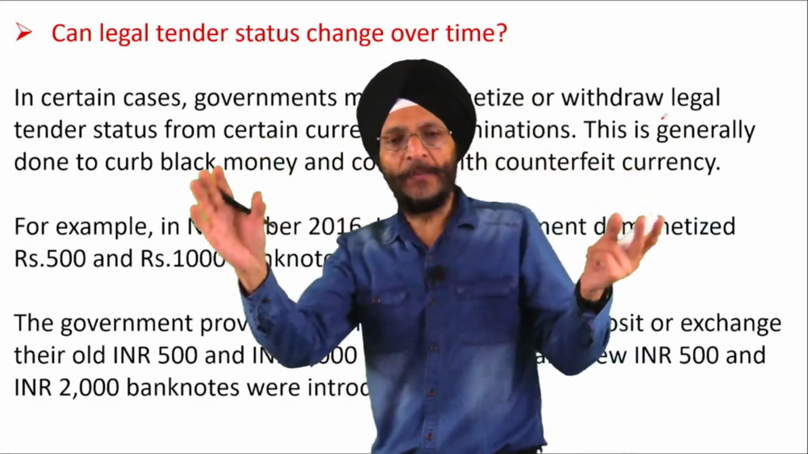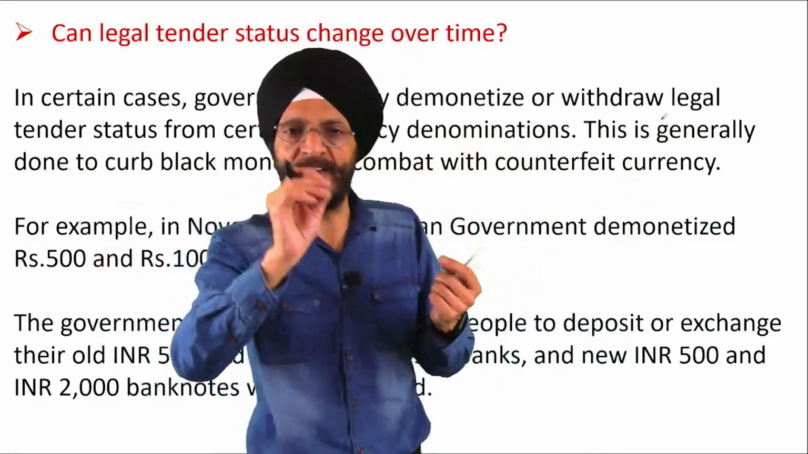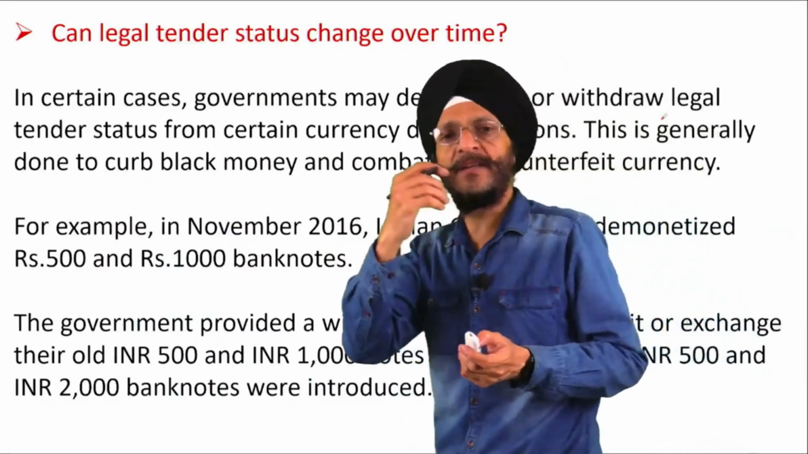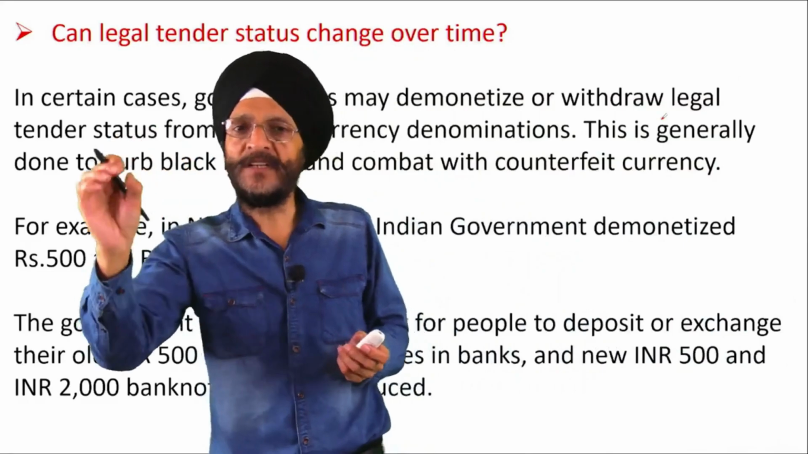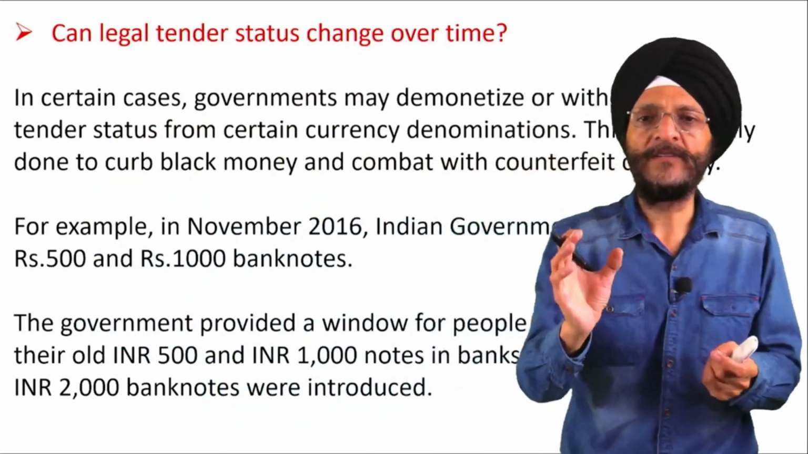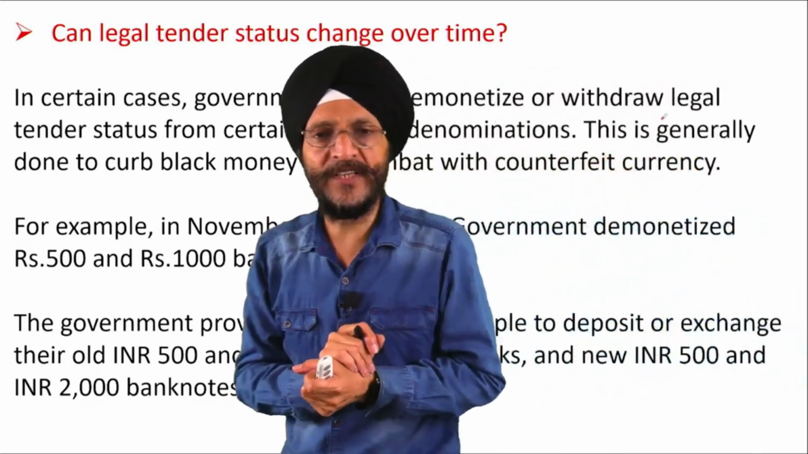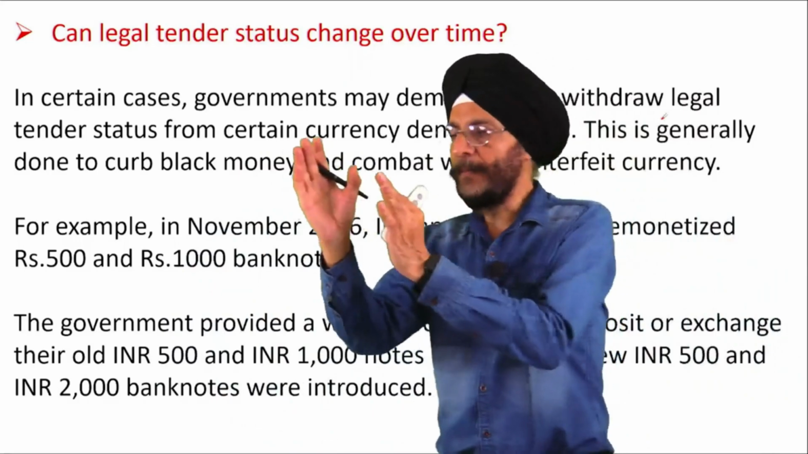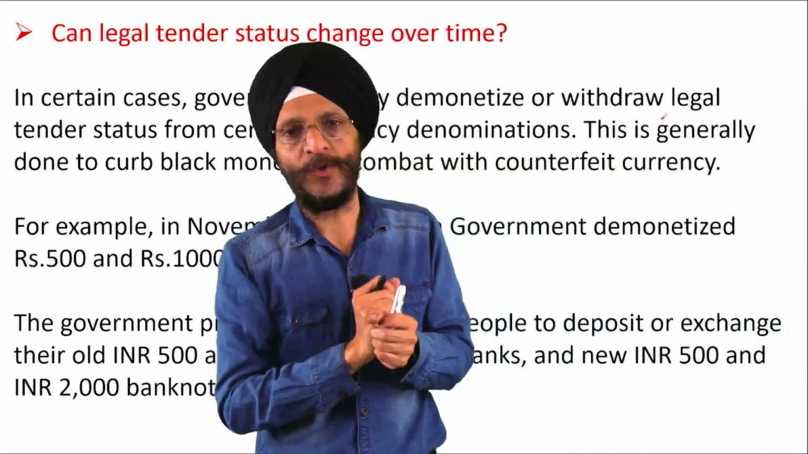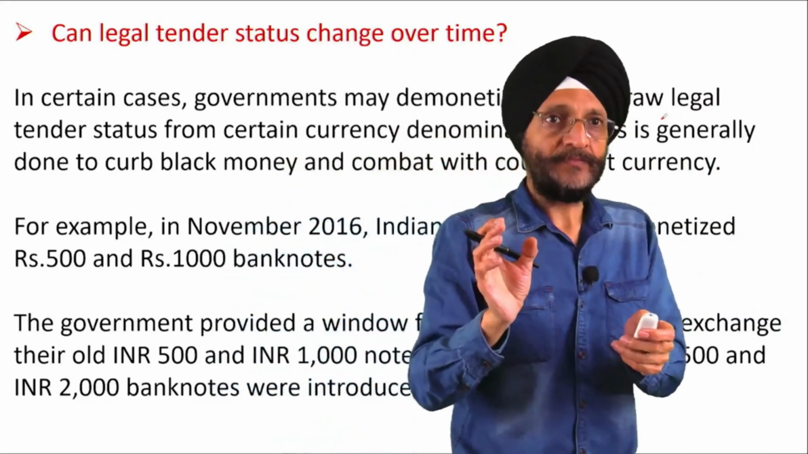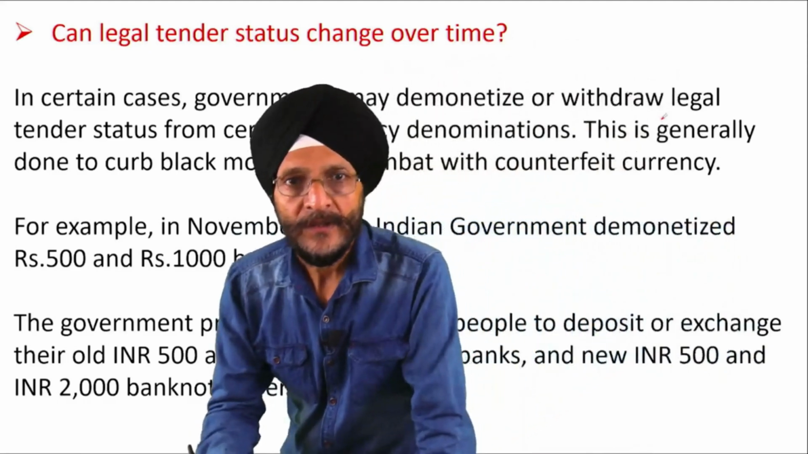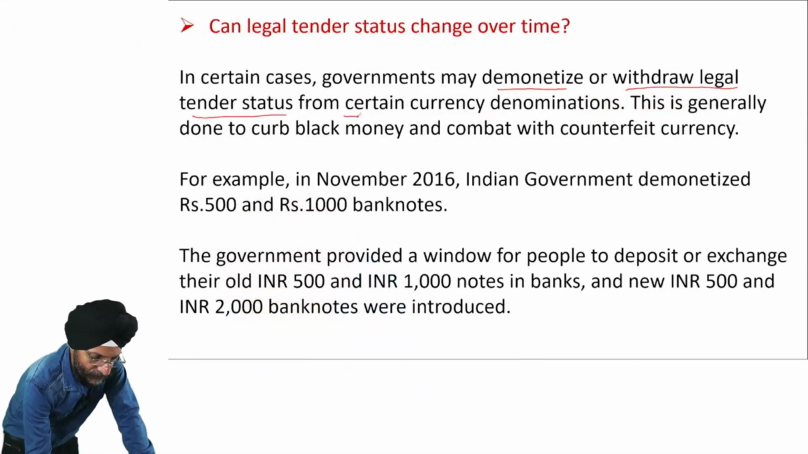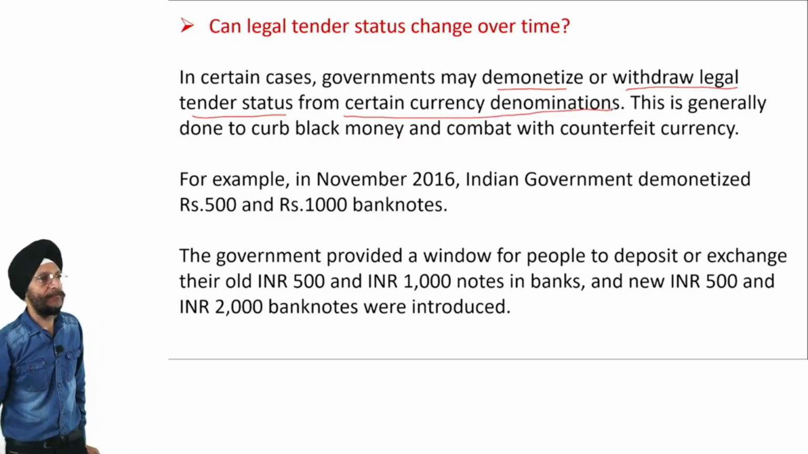For example, a 10 rupee note in India has the value of 10 rupees, a 100 rupee note has the value of 100 rupees, and a person can buy goods up to rupees 100 with that currency note. If we are living in the USA and we have $100 with us, then we can purchase items up to $100 with that currency note. So in certain cases, governments may demonetize or withdraw legal tender status from certain currency denominations.